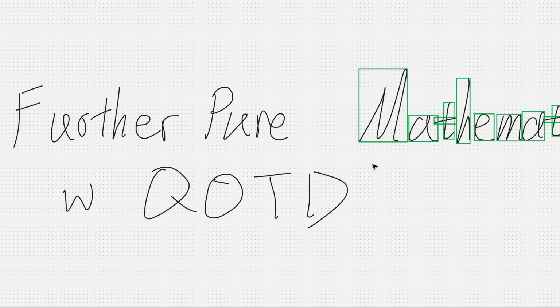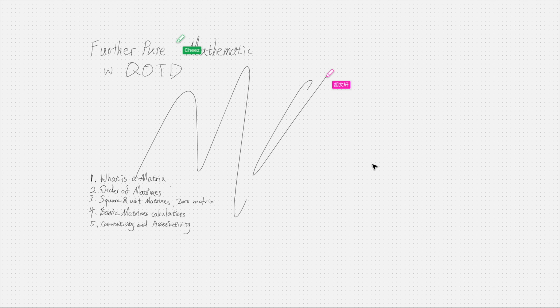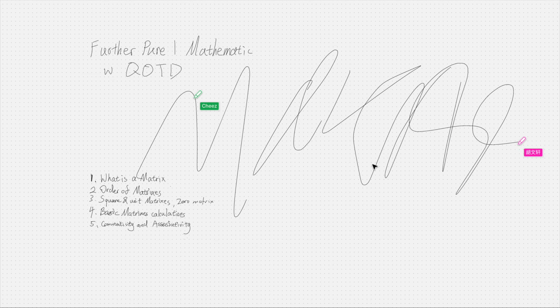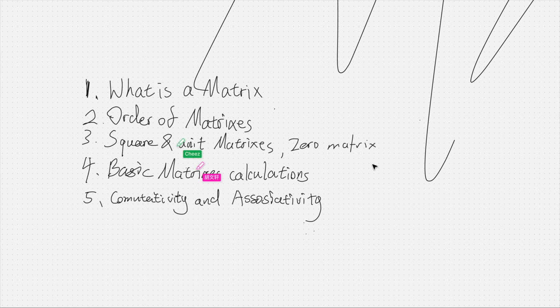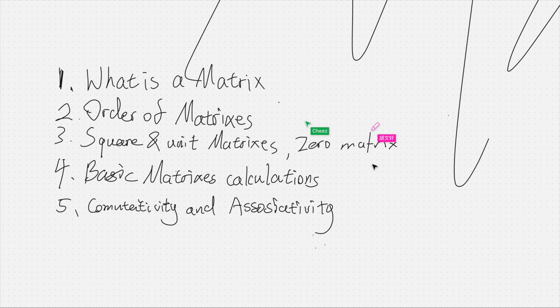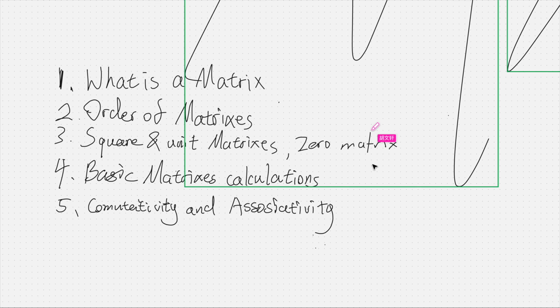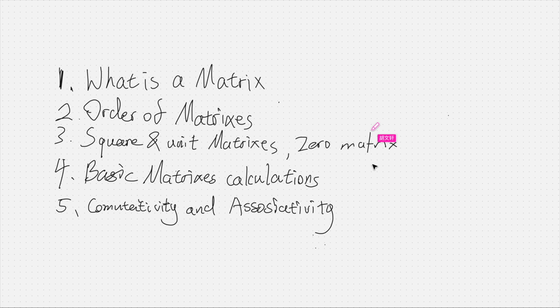And it will be on matrices. So we'll be going through what is a matrix, order of matrices, square and unit matrices, zero matrices, and basic matrices calculations. And last, we'll be going through commutativity and associativity of matrices. Okay, so let's start it off.